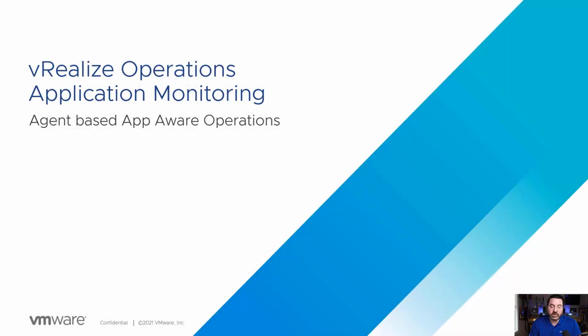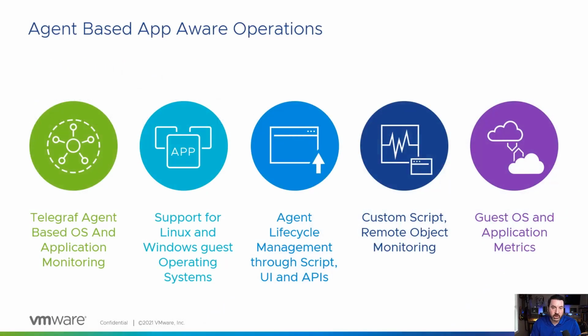Now let's move on and talk about the agent-based ways we can monitor applications. We're going to start off with the vRealize Operations Telegraf agent. This agent is completely managed from within the vRealize Operations UI, and of course there are APIs available to do a lot of this as well. We can install the agent, upgrade the agent, and even uninstall the agent. We can also configure the agent from within the UI.